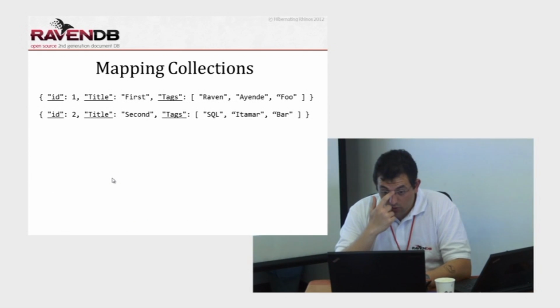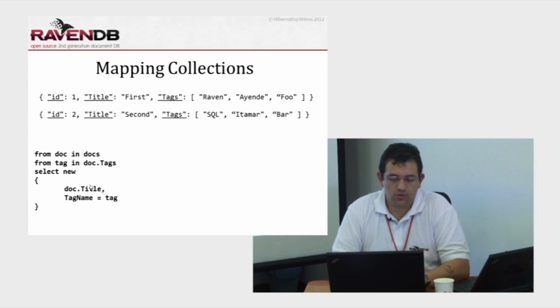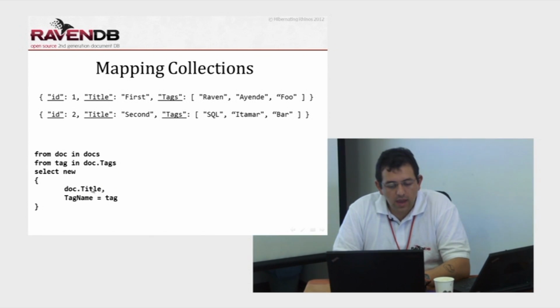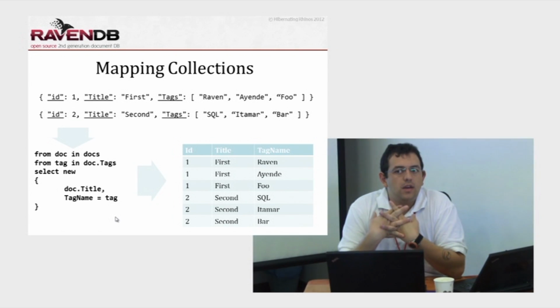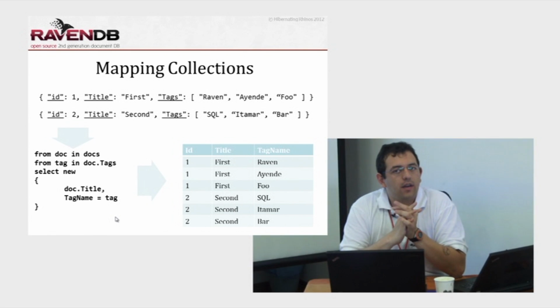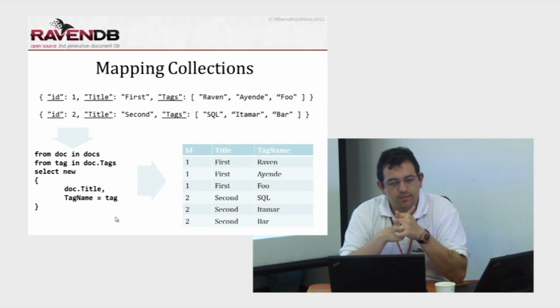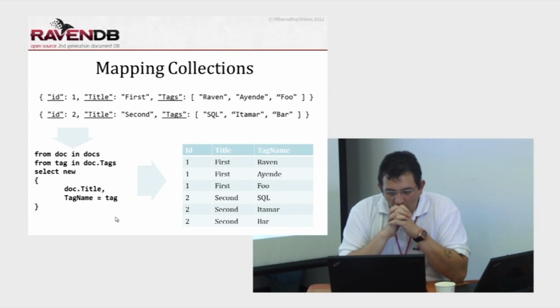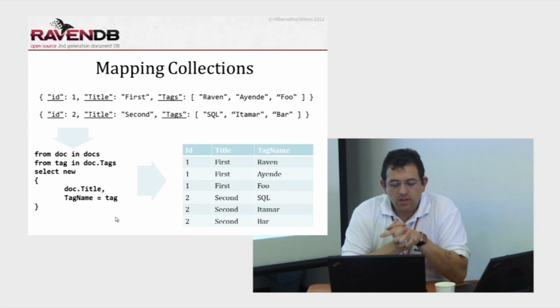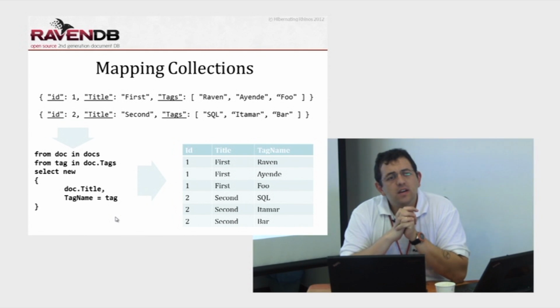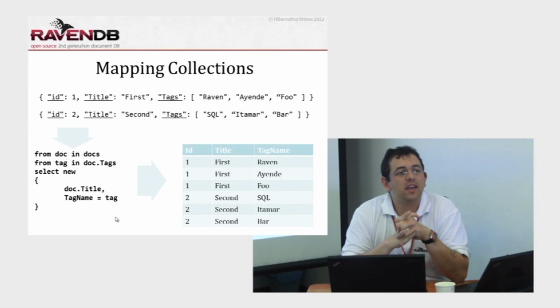Okay. So the next topic is how to map collections. This is the easiest way of mapping the collections. This produces a Cartesian product between the docs and its tags. Given this thing, how many documents will I get back if I search for documents whose title is second?